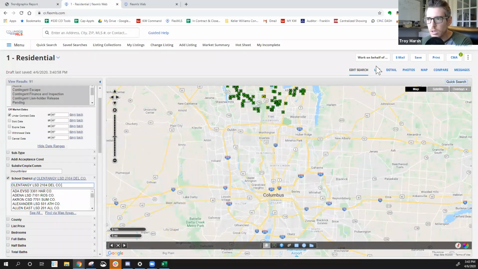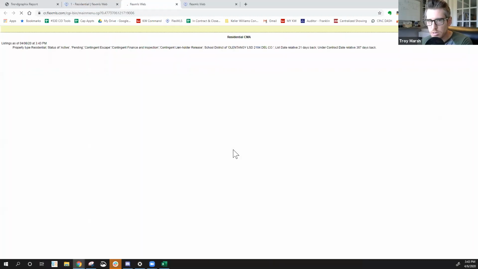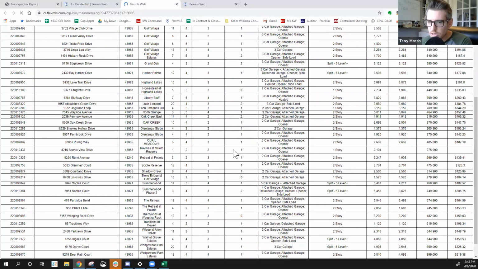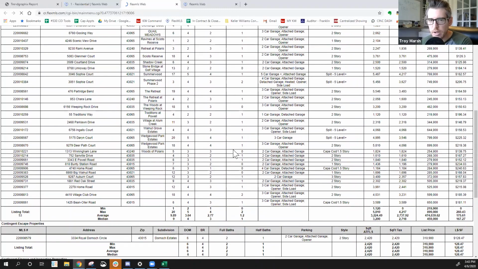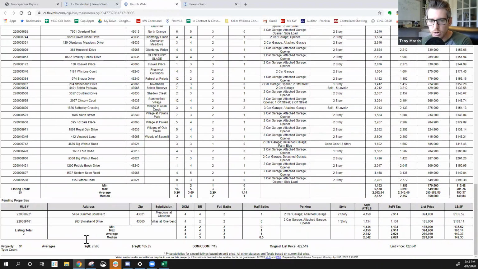So again, with Olentangy, you can do the same thing, pull those numbers. I'm less concerned in this conversation about the specific properties than I am about just getting the overall numbers. So 91 have been listed in the last 21 days in Olentangy schools, and 35 are in contract. Again, very interesting, right? Only 30% of the market, or a little more than that, 35%, went into contract.